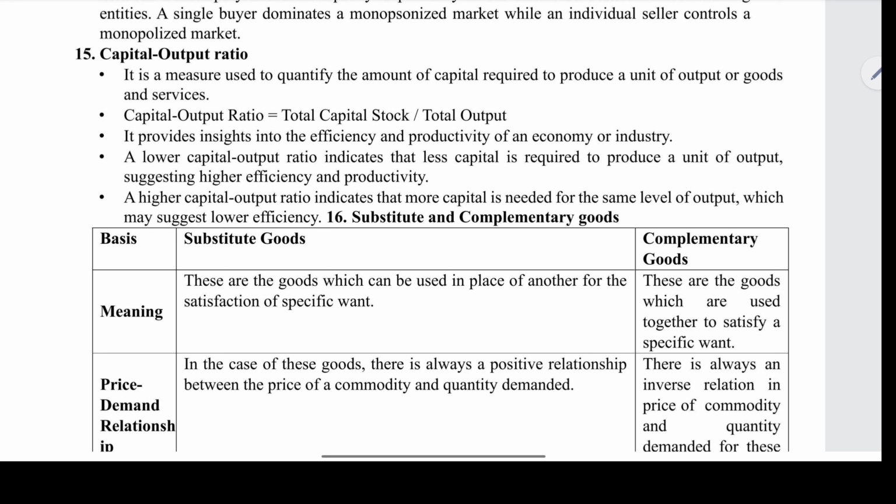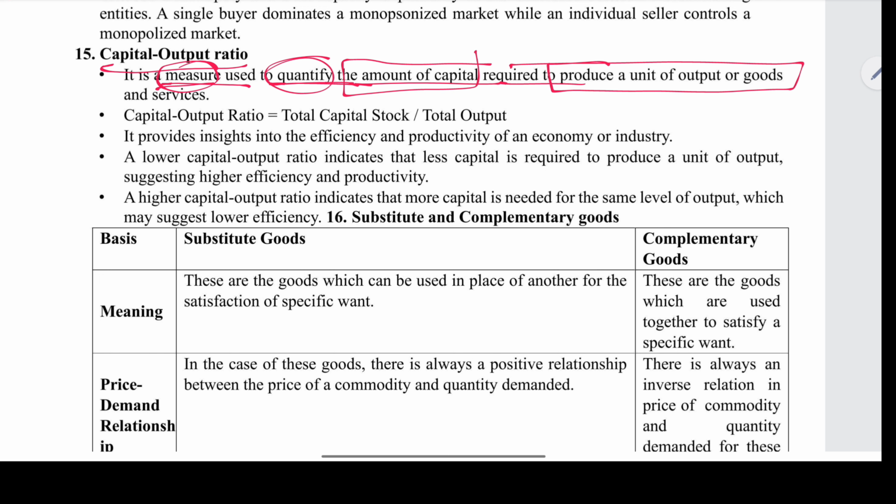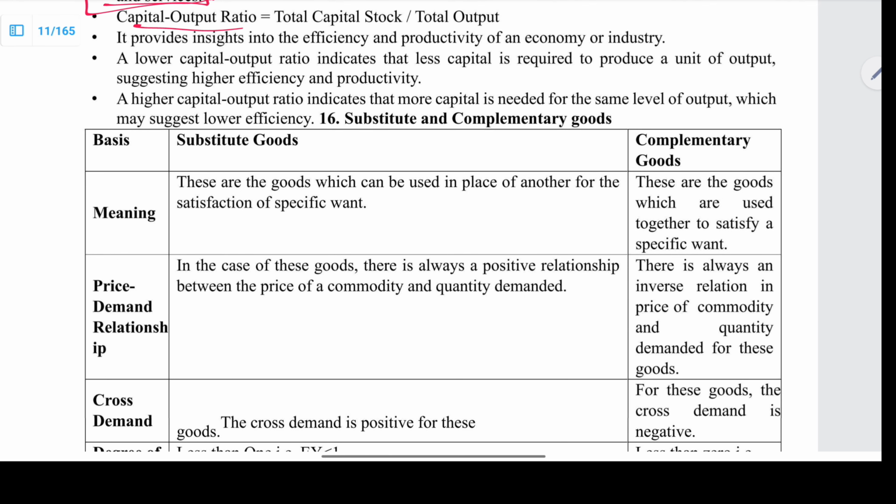It is a measure called the capital to output ratio. It is used to quantify the amount of capital required to produce a unit of output, or goods and services. Capital to output ratio is the total capital stock divided by the total output.